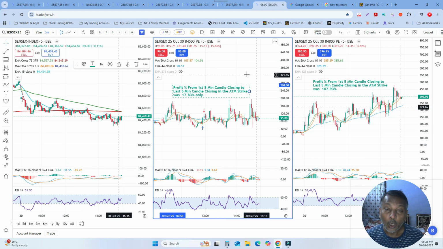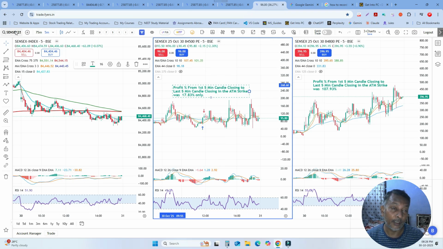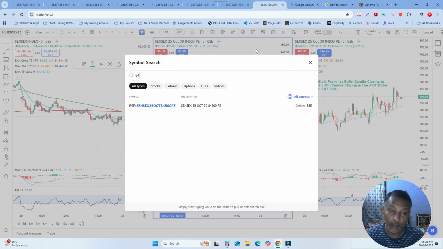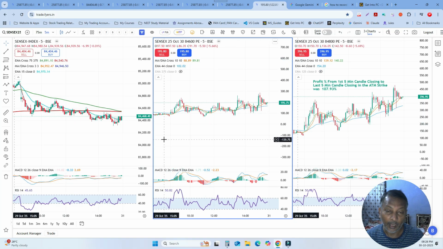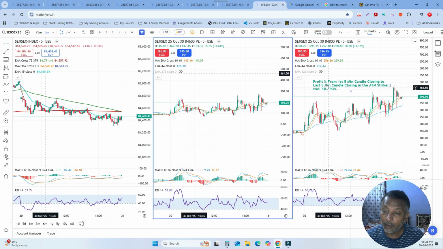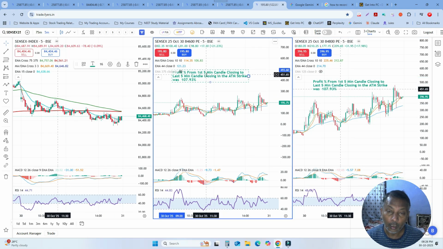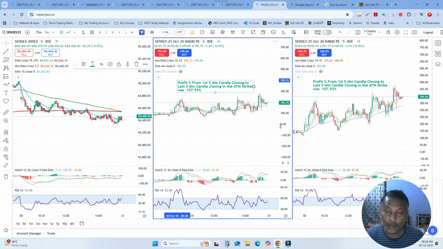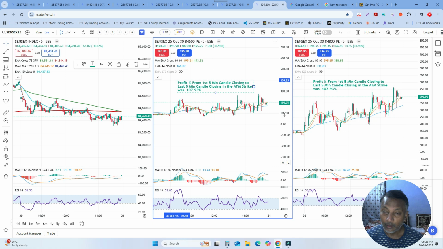Even if we had bought 2 strikes away, let us check the rate of return for that. Now I will load the 84,600 put. Let us check the percentage rate of return again. On the closing of the first 5-minute candle, we bought it at 108.85. On the closing of the last candle at 15:25, it closed at 195.75.